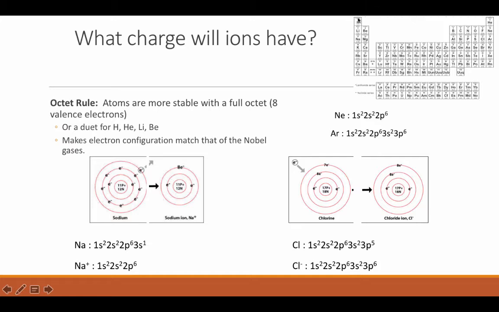Generalizing, we see that group 1 elements will always lose 1 electron to become +1 ions. Group 2 will lose 2 to become +2. Group 3 will lose 3 to become +3. Group 4 could lose or gain 4, so they rarely form ions. Group 5 will gain 3 to become -3 ions. Group 6 will gain 2 to become -2 ions. And group 7 will gain 1 to become -1 ions. The noble gases, as we know, generally do not form ions because they already have a full octet.